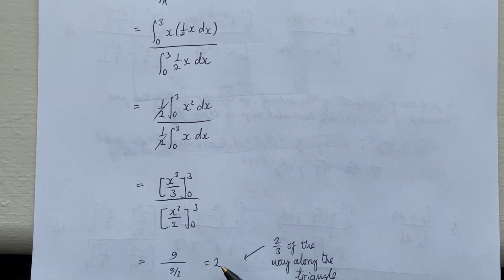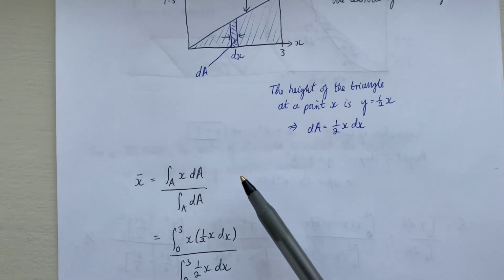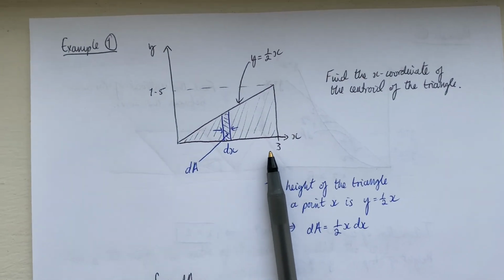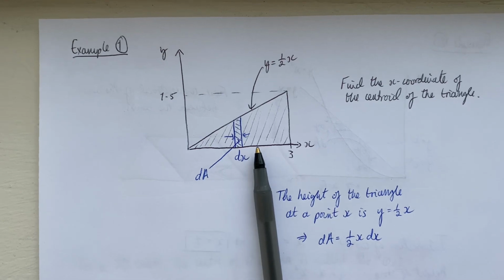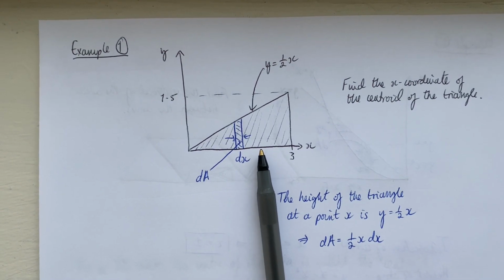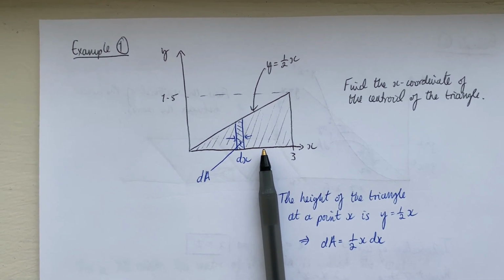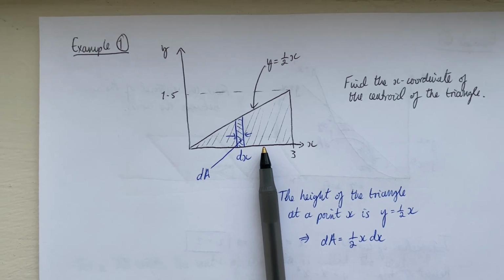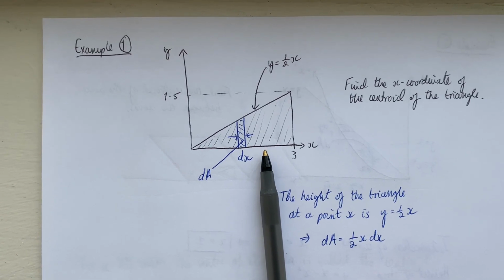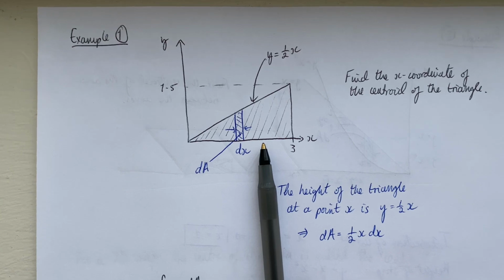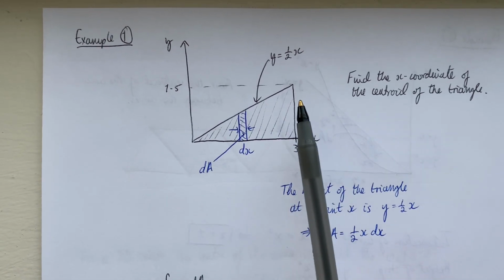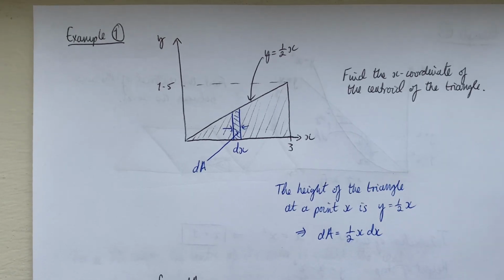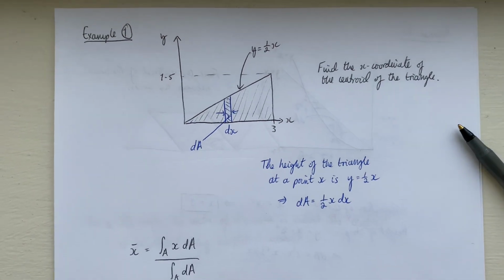So that tells us that basically the balancing point of the triangle is 2/3 the way along the triangle. Now that should be a fairly standard result that you're all pretty familiar with, and is quite logical when considering what's going on here with the equation of this triangle. So that's the first example.